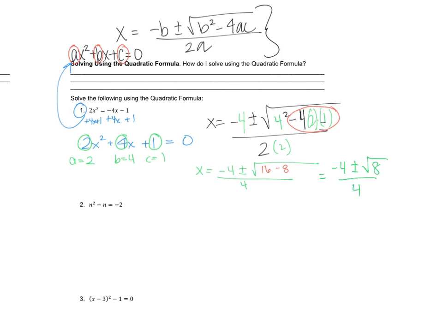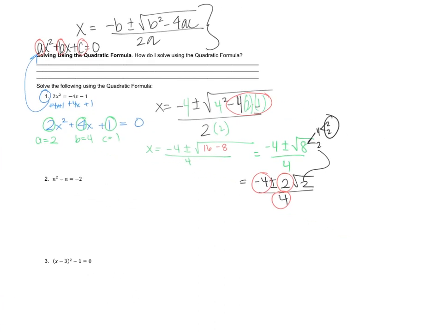Now this isn't done yet because we can bring out of this radical a 2. So we have a pair of 2's. This becomes negative 4 plus or minus 2 square root of 2 left inside, over 4. And then we can reduce this because all of these numbers have a 2 in common. So this will be equal to negative 2 plus or minus square root of 2 over 2. And that would be my final.